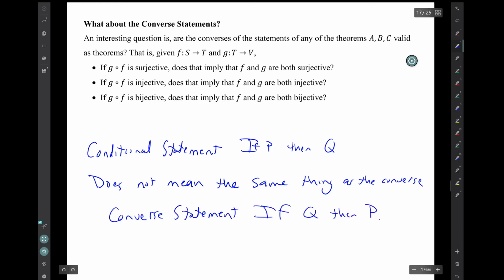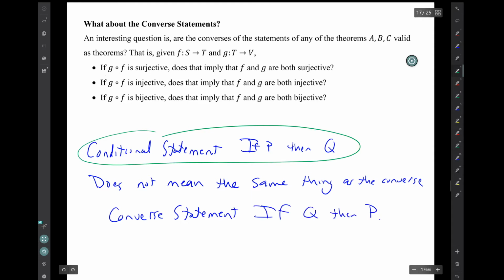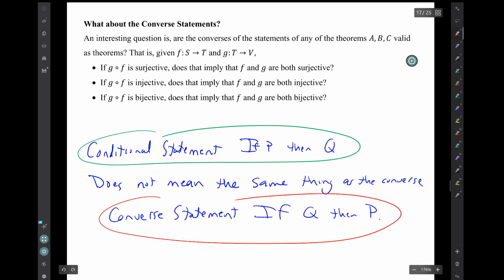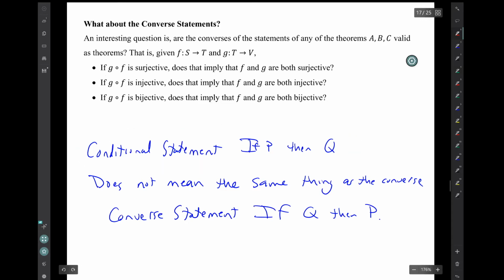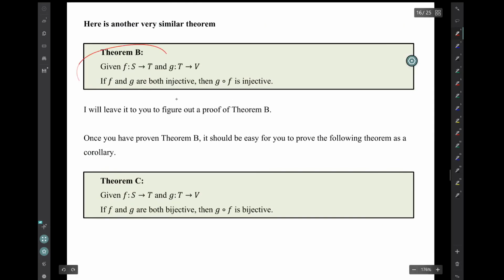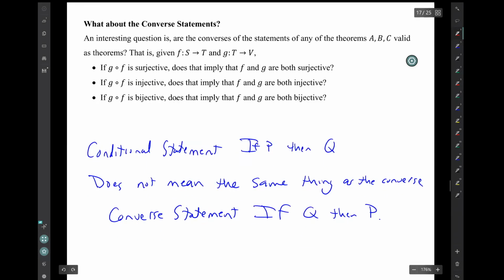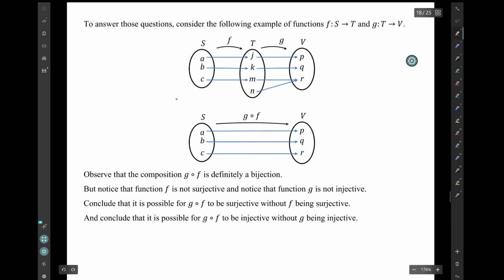The fact that the original statement is known to be true does not tell us anything about whether the converse statement is true. So the converse statement of this statement may or may not even be true. So we'd like to find out, is it? Well, to answer those questions, consider this example.